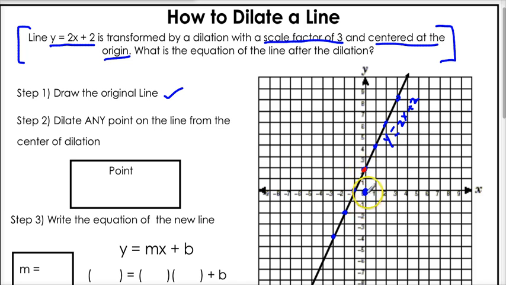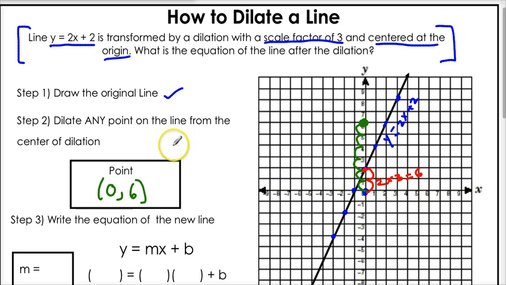You might remember to dilate something, you count the distance from the center of dilation to the point. In this case, it's 2 up. I multiply that by the scale factor, so that's 2 times 3, and that gives me 6. So now I go up 1, 2, 3, 4, 5, 6, starting at the center of dilation. It was 2 away from the center of dilation, now it's 6 away. And that's where our new point is. After I dilate this line, the new line will go through this point, and I write down that point. That new point is going to be 0, 6.